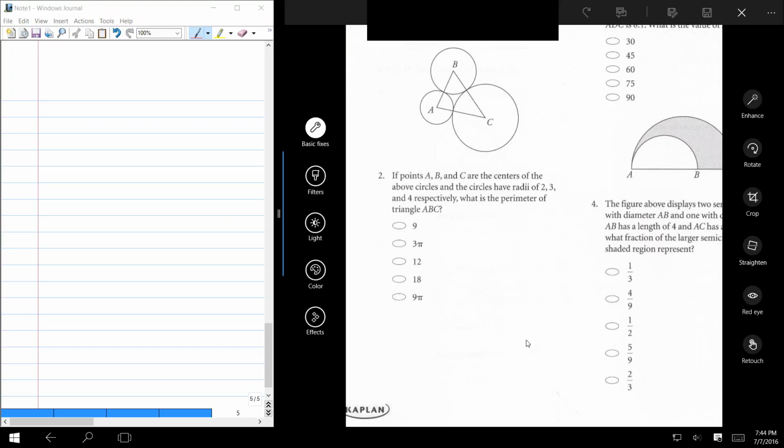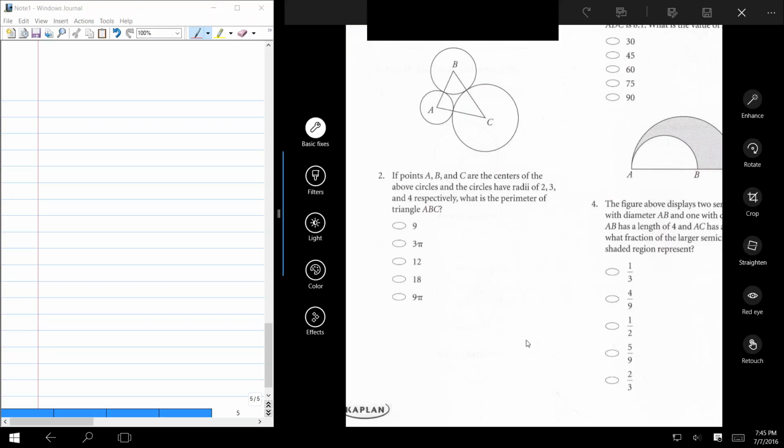So, first of all, what's the perimeter of the triangle? That's the distance from A to B plus the distance from B to C plus the distance from A to C, right? Yeah. That's what perimeter means. Not quite. If you draw the picture out, what's the distance from the smallest circle, which has a radius of 2? So it's 2 from there to there. What's the distance from there to there?